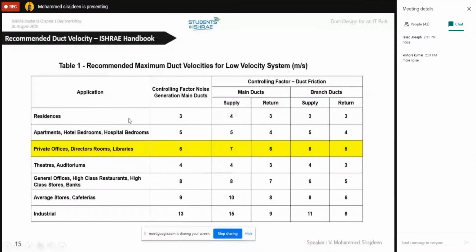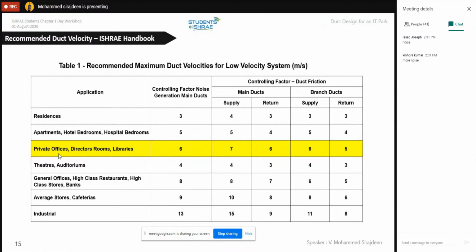It is classified based on the areas. Apartments, private offices, director rooms, libraries are classified, and it can be allowed for 60 pascals. For achieving 60 pascal noise level, we can go up to a maximum of 7, but if we can provide less than 7, it is a good system. Then the pressure drop will be less and we can save the fan energy. Such things can be designed only based on the area classifications, so area classification is very important.